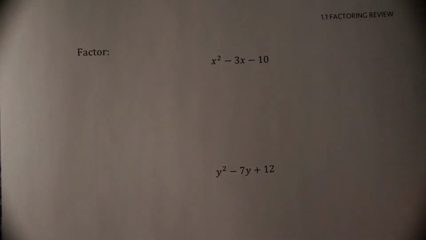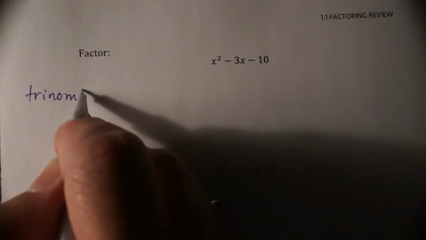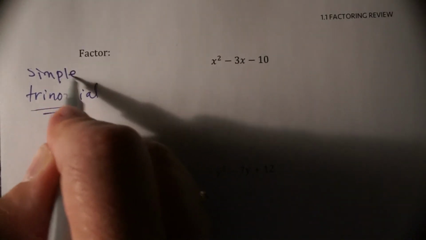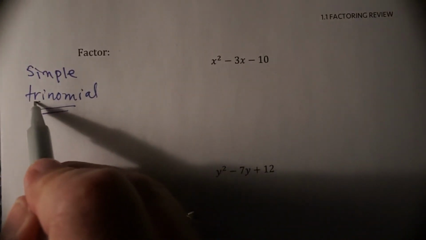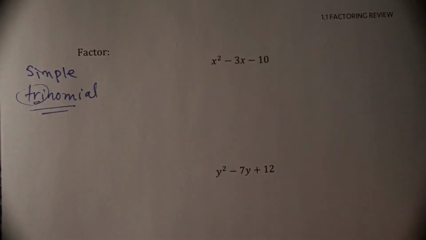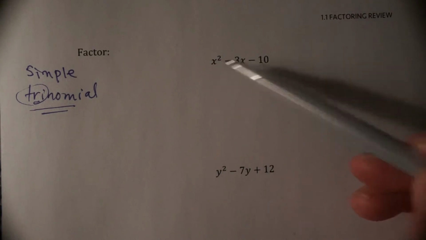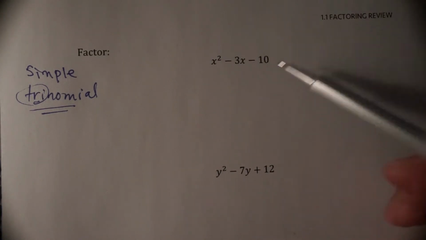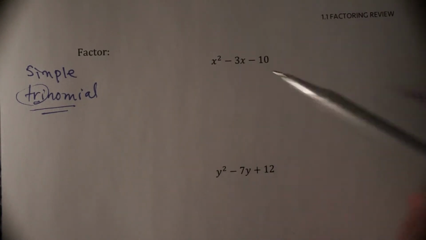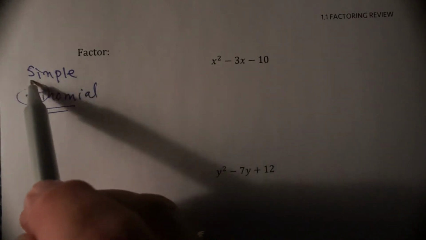So the next type of factoring that we're going to look at is called simple trinomial factoring. We call it that because it's a trinomial, and it's simple. Trinomial because there are three terms. So you see all these examples we're going to do have three terms: 1, 2, 3. They'll have an x squared term, a term that doesn't have a square, and then a term that doesn't even have an x. And they're called simple trinomials.